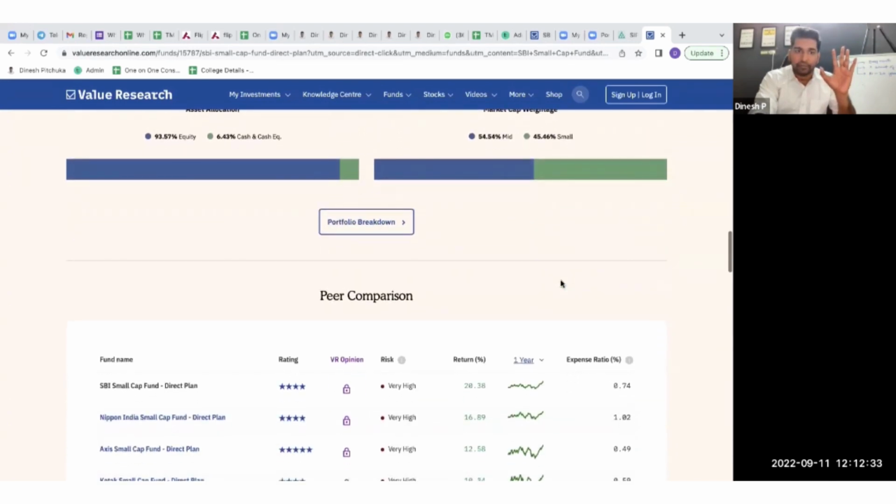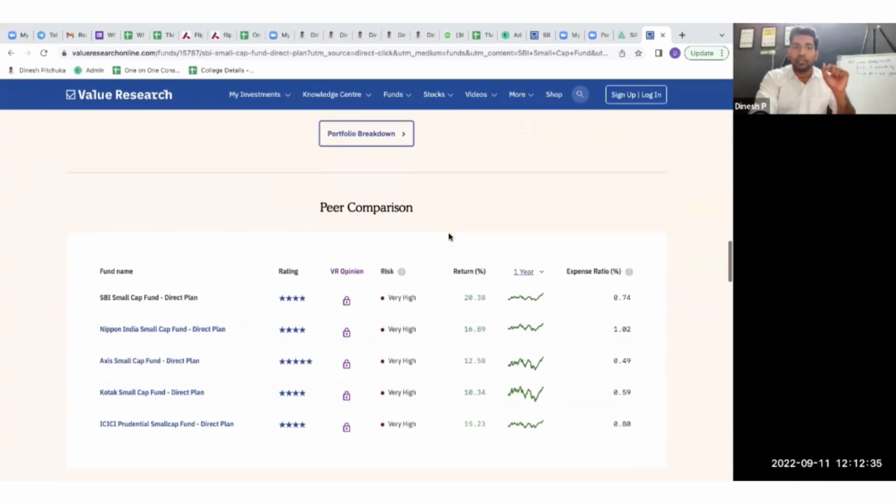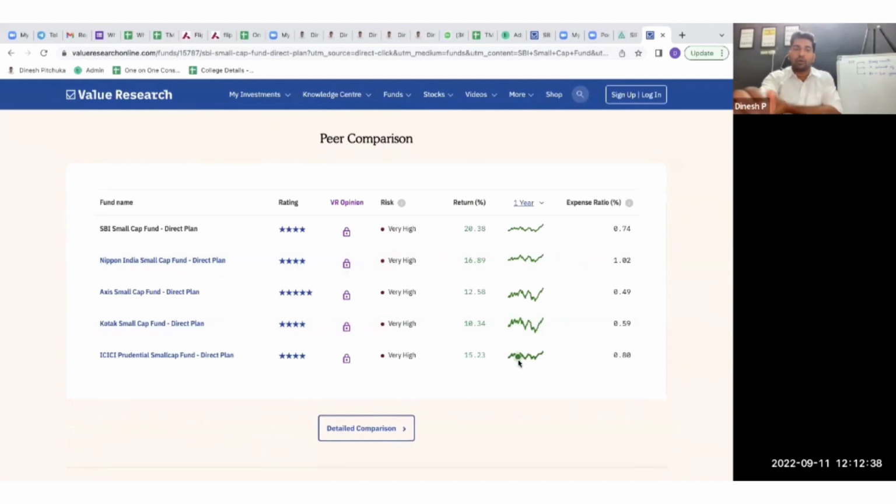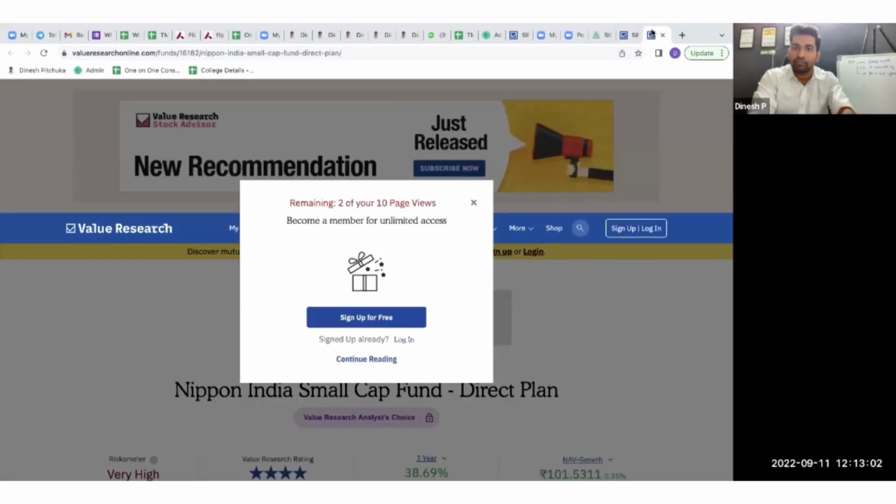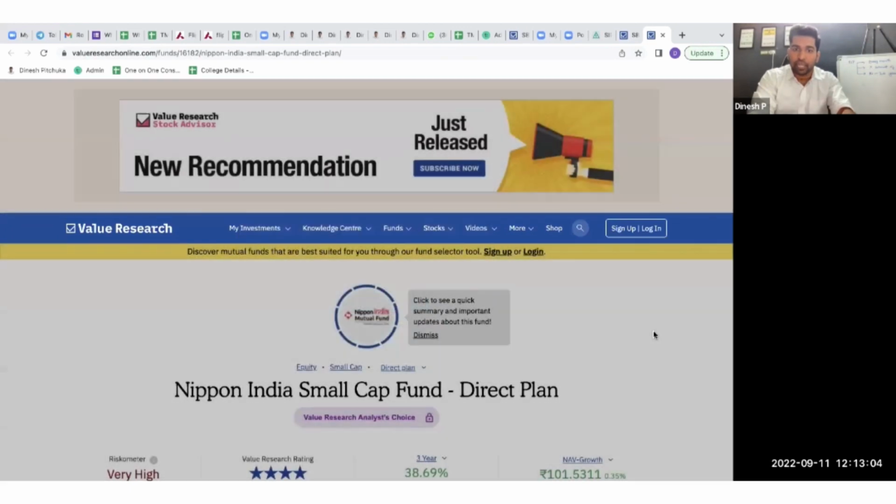And then comparison. This is where peer comparison happens. When you're going for small cap, I want to see this company, but what are the peer companies? If the peer companies are much better, why not go for that one itself, right? So for that you have to know the peer companies. That is what we have here: SBI Small Cap, Nippon India Small Cap, Axis Small Cap, Kotak, and then ICICI Prudential. The same thing is going to be open for small cap as well.